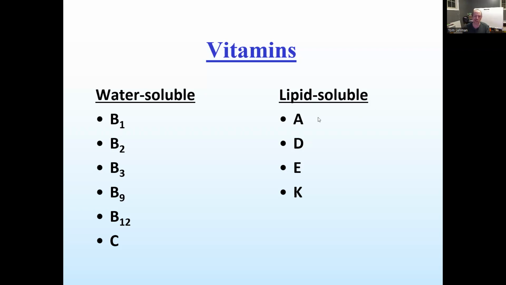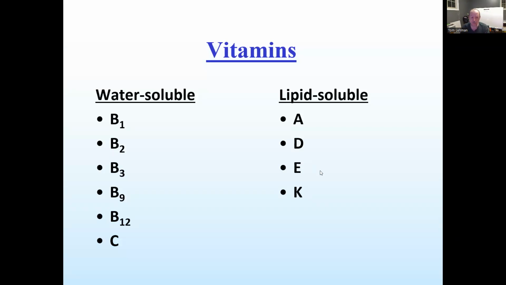Over on the lipid soluble side, we've got A, D, E, and K. A is retinol. Retinol is important in vision. The photoreceptors need retinol to be able to convert light into an action potential. D is cholecalciferol or calcitriol. This vitamin allows us to be able to absorb calcium from the intestines into the bloodstream. So D is very important for managing good blood calcium levels. So you can imagine D is very important for good bone development.